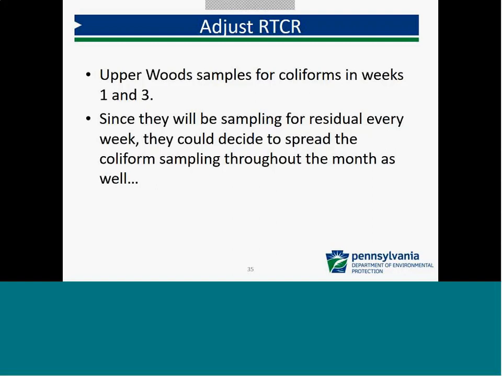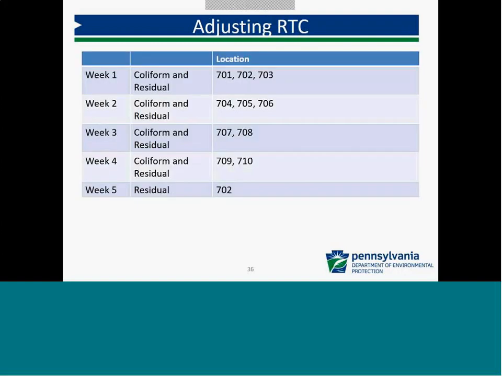They could decide, and DEP would certainly like this, to spread the coliform sampling throughout the month as well. So they might decide to revise their RTCR monitoring as well with DRR. Week 1, maybe they're doing 3 locations. Week 2, 3 locations. Week 3, 2 locations. Week 4, 2 locations. And then week 5 wouldn't be any coliform monitoring, but remember, we have to identify a residual measurement, so they could come back to a location for that.